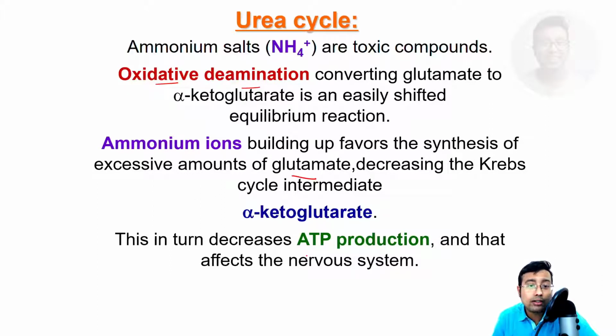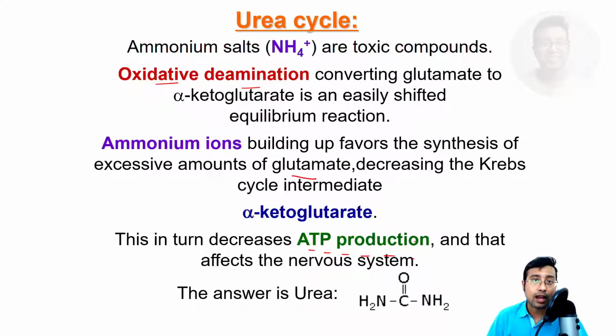So what system is most affected? That is the brain. The nervous system is the most affected organ system, as it relies solely on ATP. Well, everything relies on ATP, but it's the brain that bears the brunt of it. So we need some mechanism to remove this ammonia, and the answer to that is urea. So there comes the importance of the urea cycle.